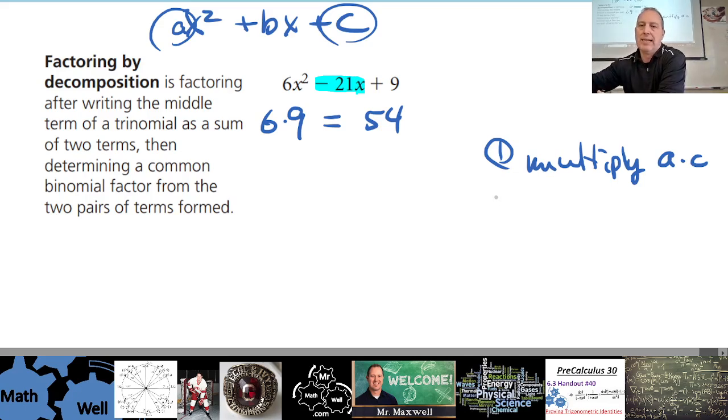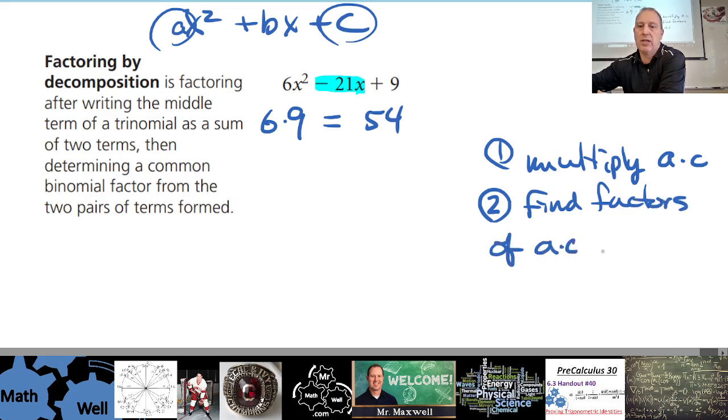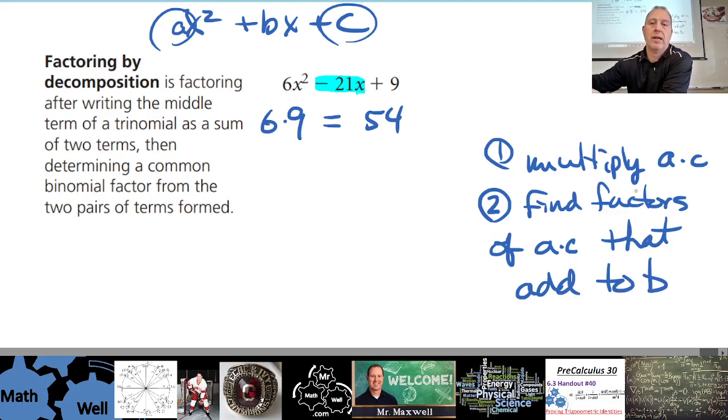Okay, so we multiply the outside numbers there, 6 and 9. That's the first step. Second step, okay? And this is huge. Find factors of A times C, that product, in this case 54, that add to B. Find factors of A times C that add up to B, and here the B is the negative 21. Okay, so 54. This is similar to what we did before, right? What are the factors of 54 that add to negative 21?